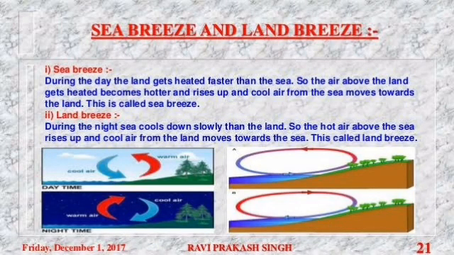Sea breeze and land breeze. Sea breeze: during the day, the land gets heated faster than the sea. So the air above the land gets heated, becomes hotter and rises up, and cool air from the sea moves towards the land. This is called sea breeze. Land breeze: during night, the sea cools down more slowly than the land. So the hot air above the sea rises up and cool air from the land moves towards the sea. This is called land breeze.